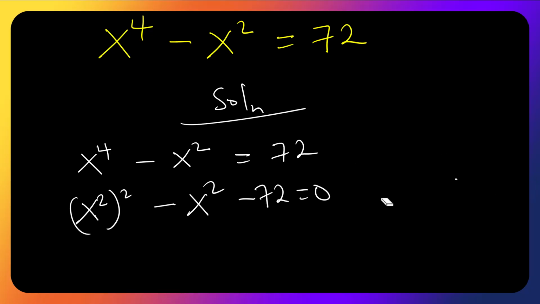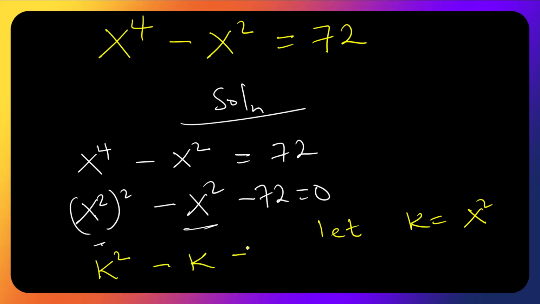Now from here, since we have x squared in common, we can take them out. So let k be x squared. I'll do substitution here: k squared minus k minus 72 equals 0. So we are back to quadratic.